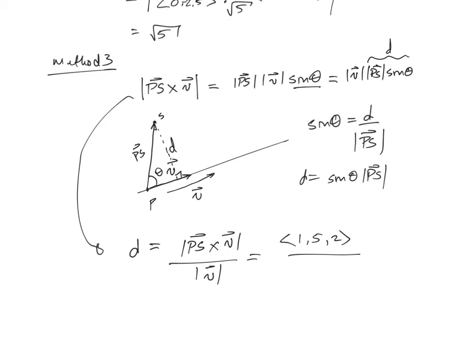What was V again? Where's my V vector? V itself is equal to 1, negative 1, 2. We get that from the line equation. So 1 plus 1 plus 4, root 6. Magnitude of 152 divided by root 6 will give you 25 plus 4 is 9, root 30 over root 6, which is, again, root 5. So we get the same answer again.